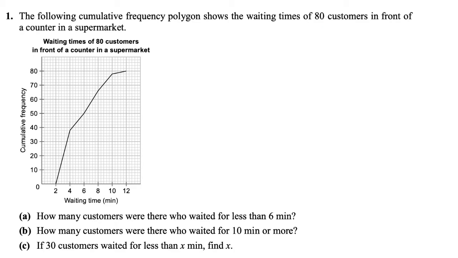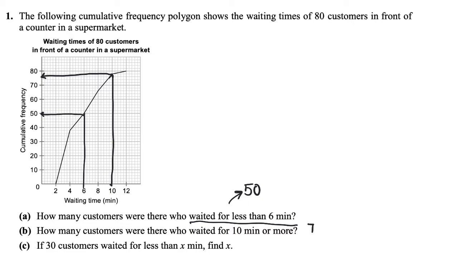Okay, if you're going to look at wait for less than 6 minutes, you just draw the line here and then point it here, so you have 50. That means this answer will be 50. And then for this one, if you have wait for 10 minutes or above, you look at this number and you know it here will be 78. So the number wait for more than 10 minutes will be 80 minus 78, which is 2.